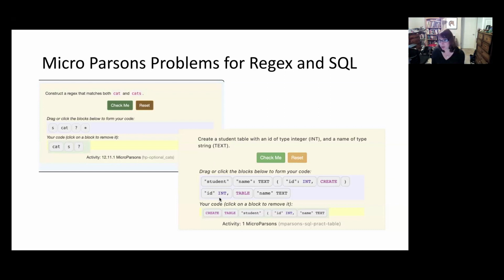We could also use SQL queries. We can create SQL queries like create table here.